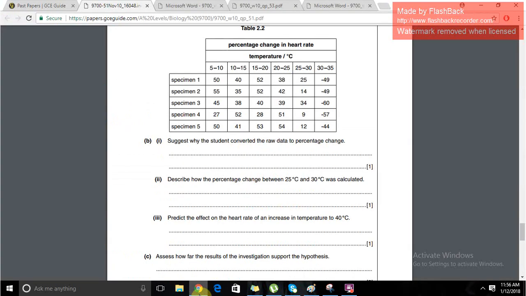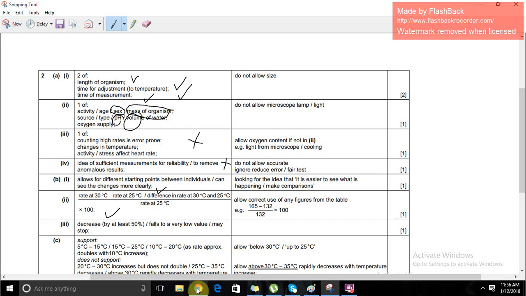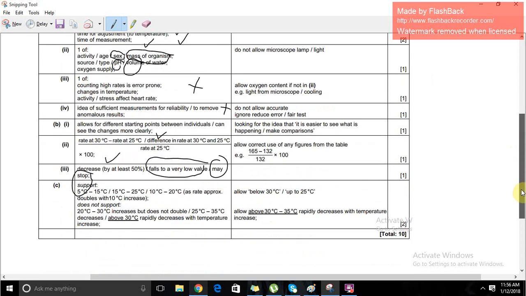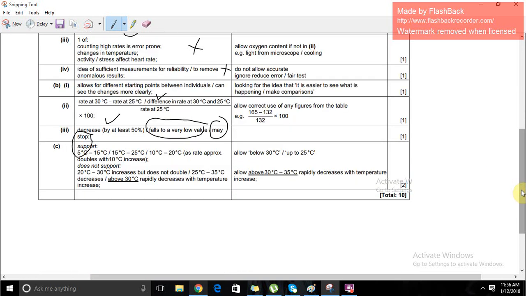And then predict the effect on the heart rate. It decreases by at least 50%, falls to a very low value, or may stop altogether. Possibility. And from here to here, the rate approximately doubles with a 10 degree increase. However, it increases but does not exactly double. And after this there is an actual, rapid decrease. So this is definitely right.